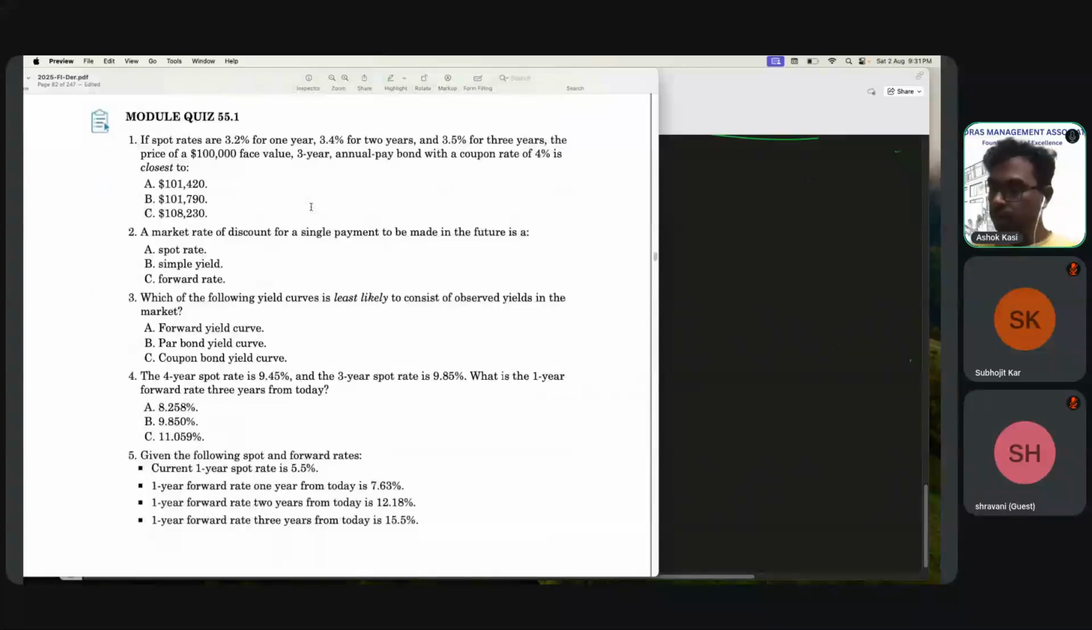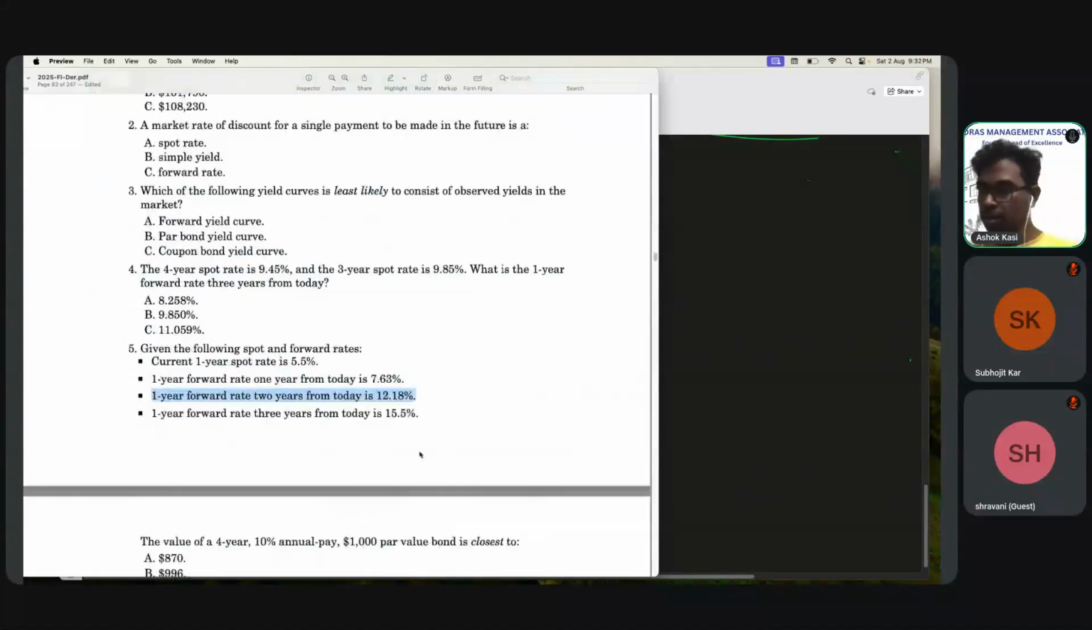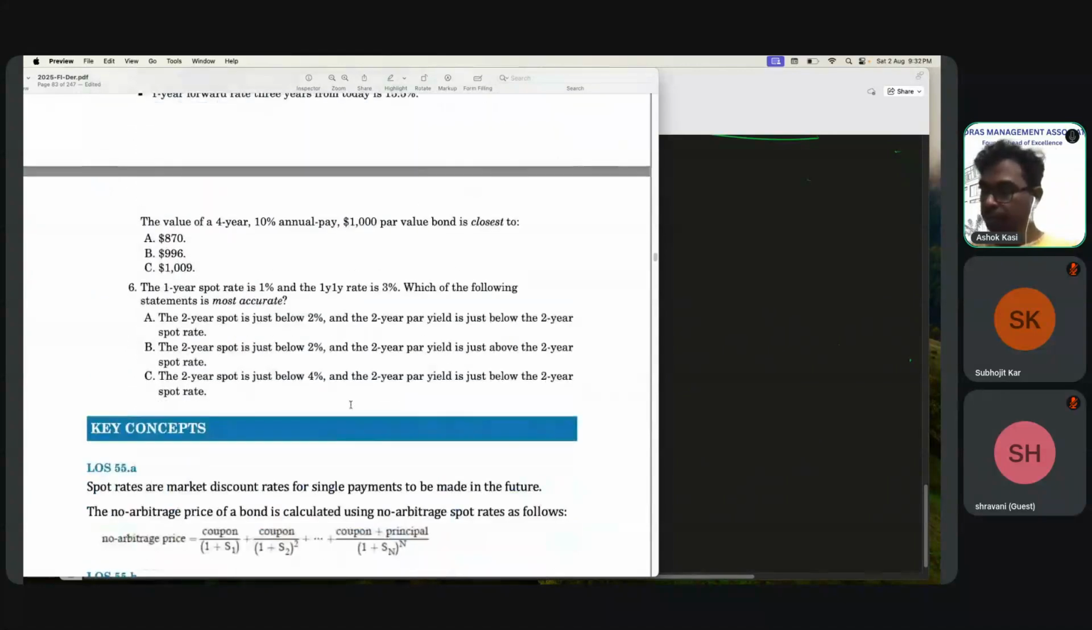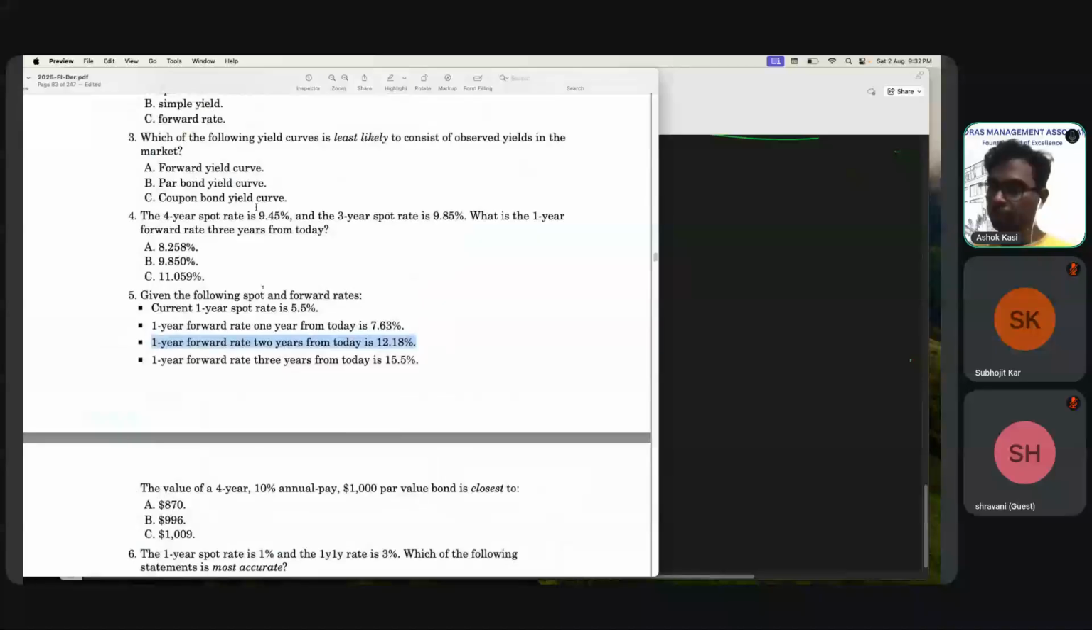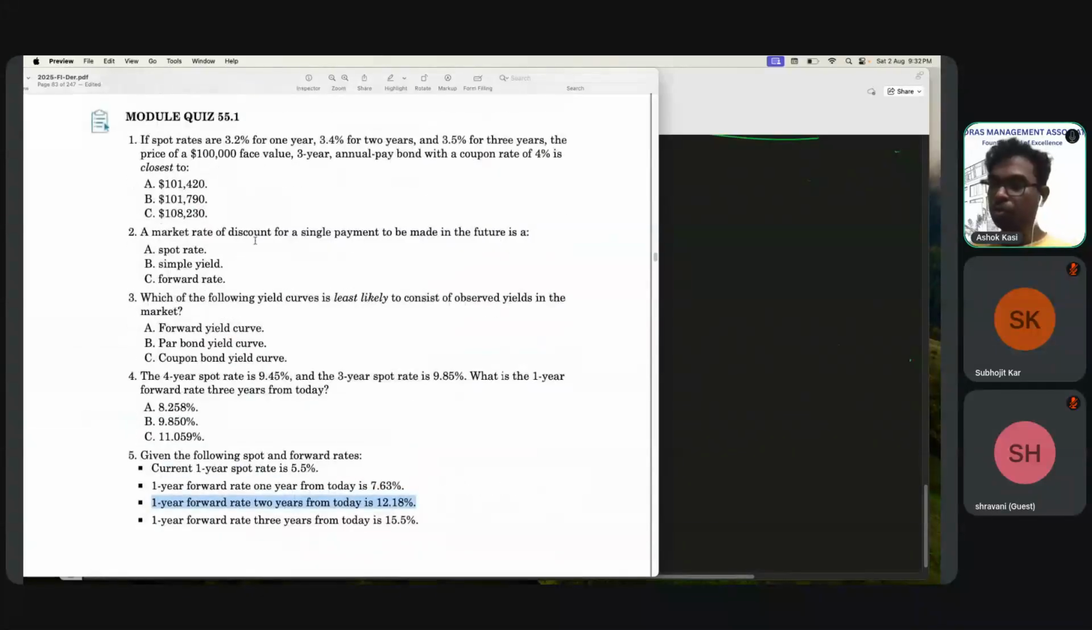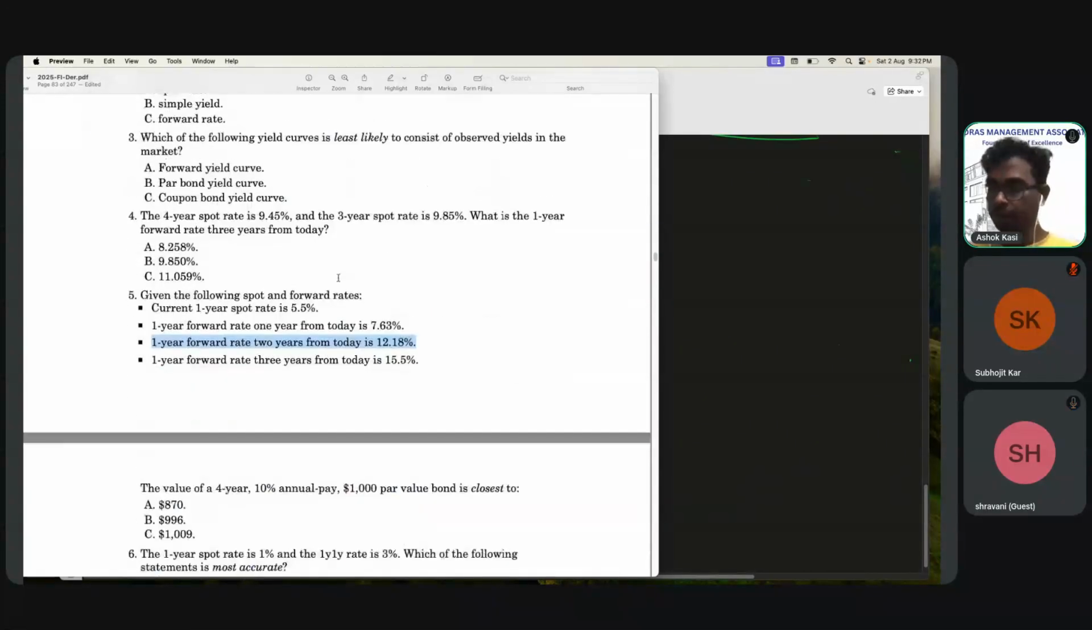These all are sums only. I think you just practice this at home. If you face any problem, you let me know. These are all good ones for practicing, making the foundation stronger. Okay, sir.